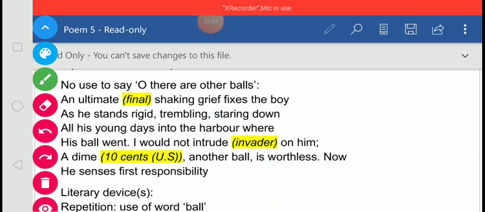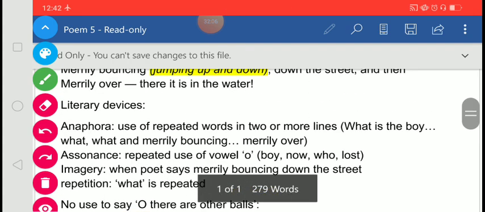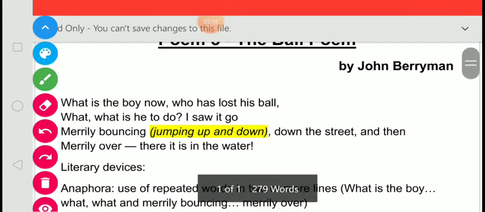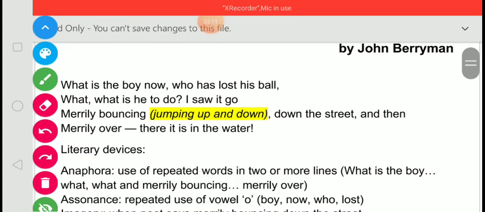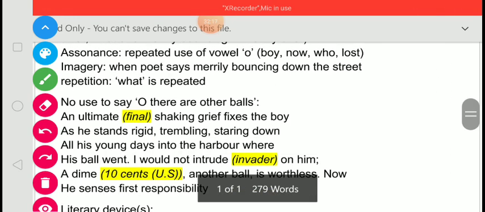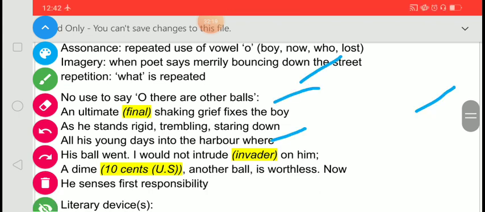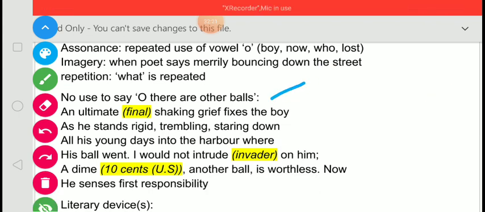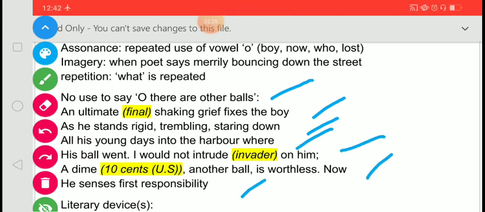So let us discuss the rhyme scheme of the first stanza. Ball A, go B, then C, D. So it is rhyme free. The first stanza is rhyme free. Let us check the second stanza. Ball, boy, down, where, him, now. It is also rhyme free.